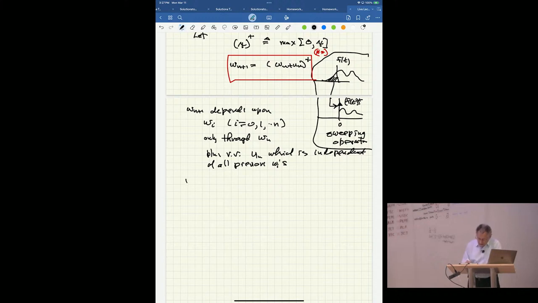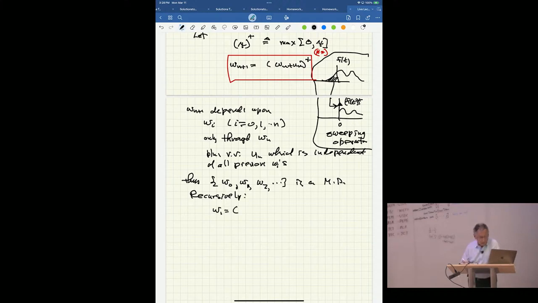So let me just say that. Thus, the sequence W0, W1, W2, ... is a Markov process. Now let's solve this red equation recursively, okay? So let's start with W1.